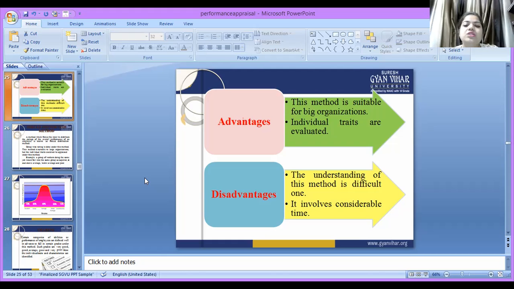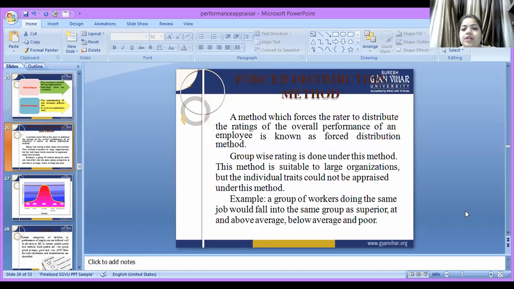It will take too much time. It will create difficulty also. And it basically involves considerable time. That means it will take too much time for producing the result and appraising their performance also. So next, let's understand the forced distribution method.